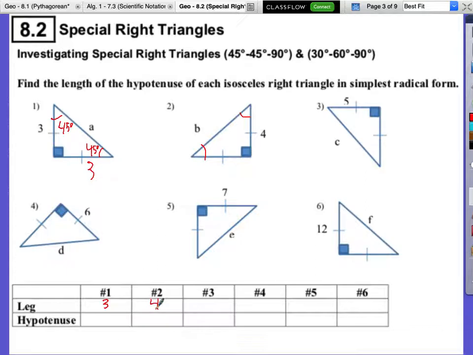The way I look at it is, like for this, so square root of 18.